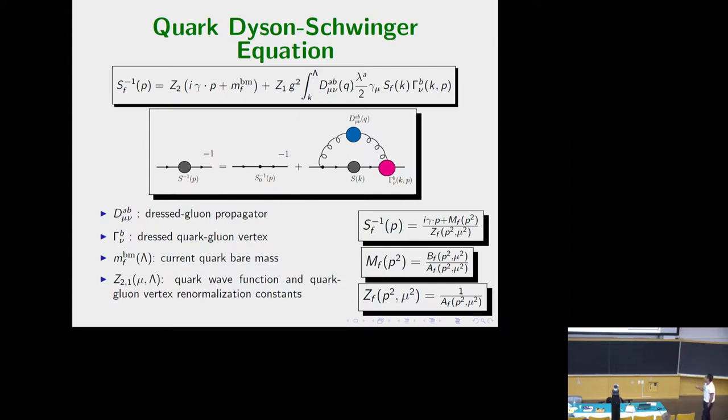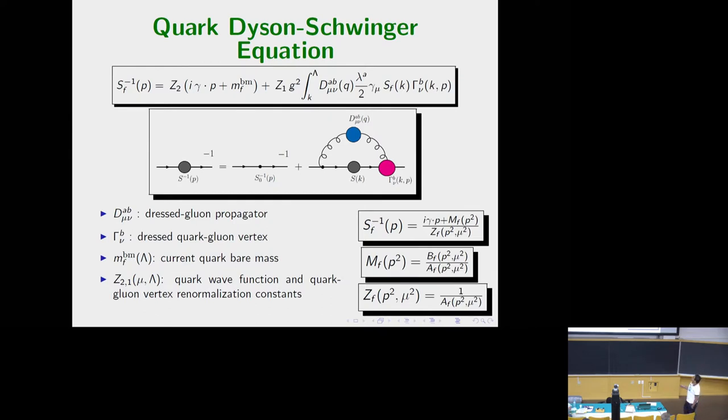From Poincaré covariance and parity invariance, this is the most general form in which we can write the quark propagator, where this M(p^2) is called the running quark mass function, which is defined in terms of this ratio, where B and A are scalar dressing functions, and this object, Z, is called the renormalization weighting function.